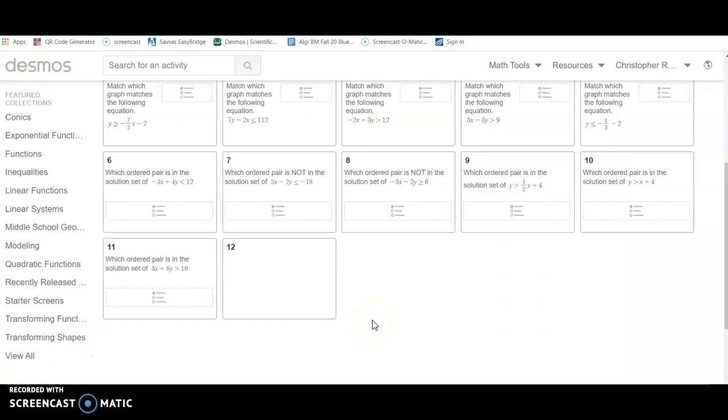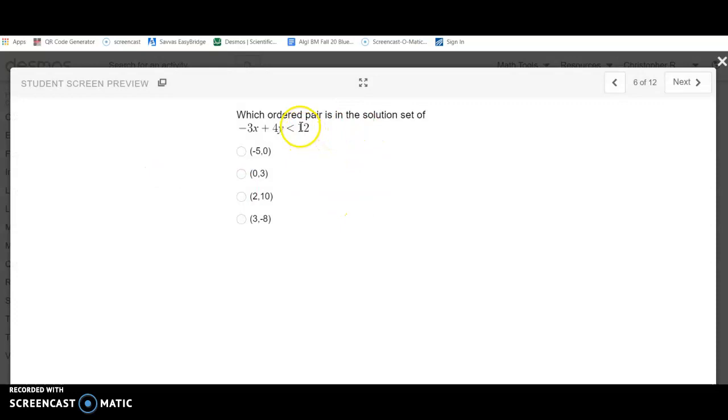Okay, now on the rest of 4.4b, you're going to have to determine if the solution set is part of the graph. So basically what I have to do is graph, look at the points that are given, and see if it fits in that graph. So let's go ahead, I'm going to go to slide 6. So they want to know which of these is in that ordered pair.